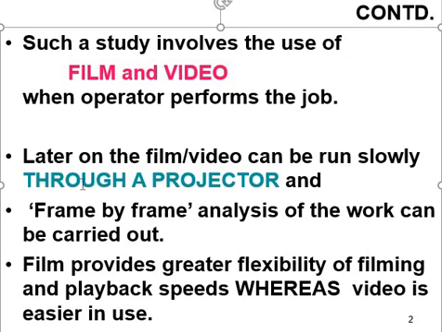Why? Because such video will be used later on to be run slowly through a projector, and frame by frame analysis of the work can be carried out. Okay, meaning to say the video will be played in slow motion for a better analysis of motion. Film provides greater flexibility of filming and playback speeds, whereas video is easier in use. So when you use a video, you can always manipulate the movement, the scene for you to analyze.